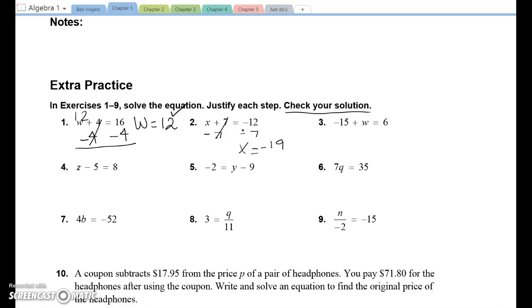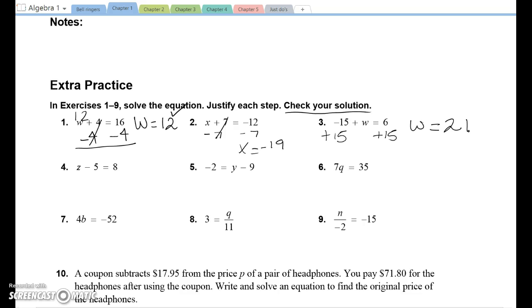Okay, number 3, your variable is w, so you have this negative 15. So to undo a negative 15, you need to add 15. So that gives 21. So 6 plus 15 is 21. Plug it back in and make sure it works. Okay, you are to do 4 and 5. So pause this video, come back when you're ready for 4 and 5.